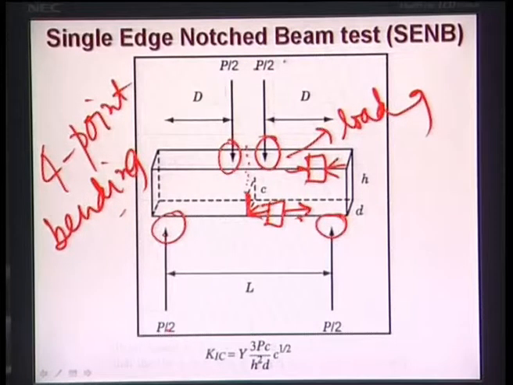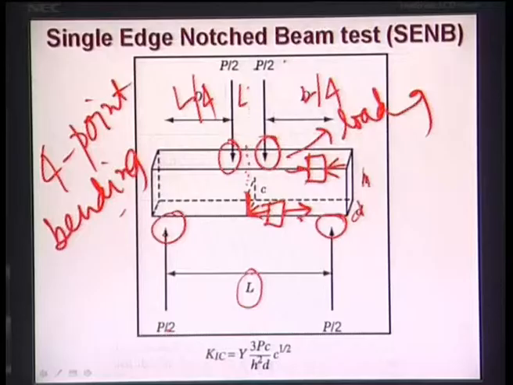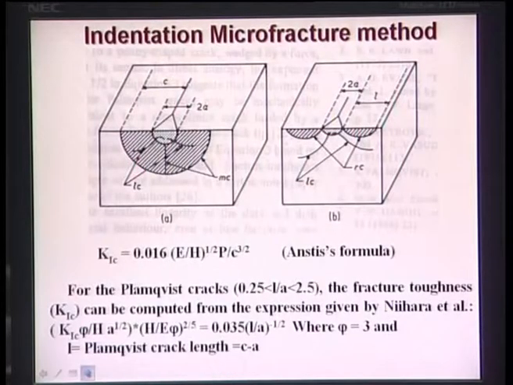Now depending on the geometry of the specimen, like what is the height, what is the width, and what is the value of this half of the span length on both sides. So if your span length is L here, then this D is L by 4, this D is L by 4, and this will be L by 2. So L by 4 plus L by 4 plus L by 2 would be equal to L, and then you can calculate the K1C value from this particular expression.